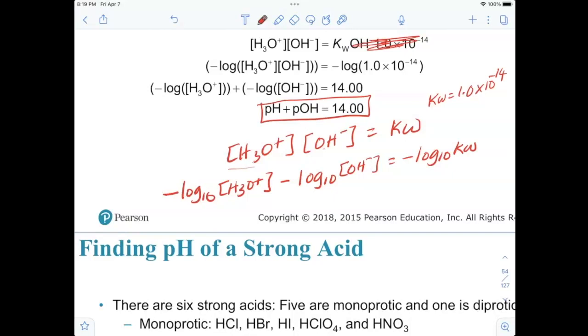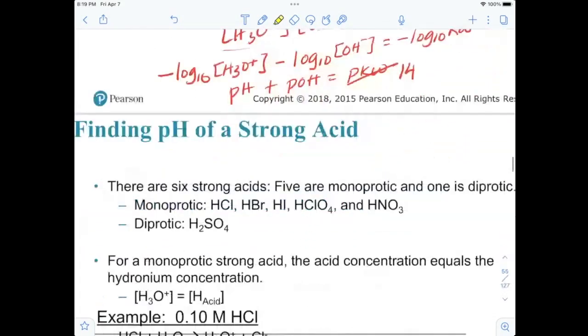So essentially here you end up getting pH plus pOH equals pKw, where pKw is the same thing as 14. And so you want to have this equation in your list of equations, your summary, your note cards. I'm assuming you're keeping those as you work on your homework and take the exam. Okay?